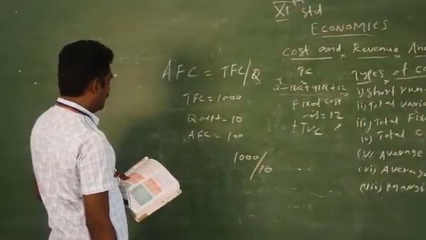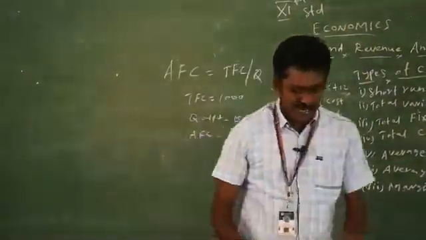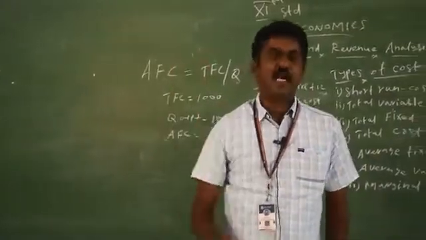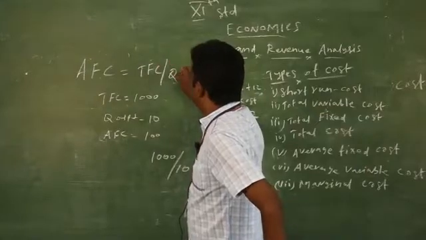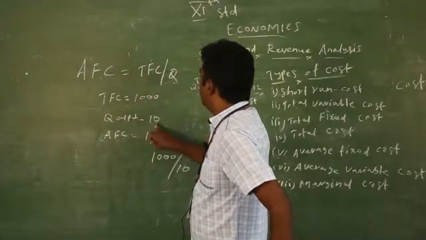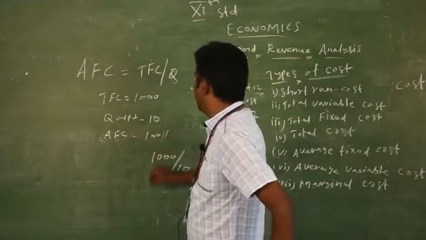So we can get total variable cost, as shown in the diagram. So how can we calculate the average fixed cost? TFC divided by Q. So 1000 divided by 10, we get average fixed cost is 100.